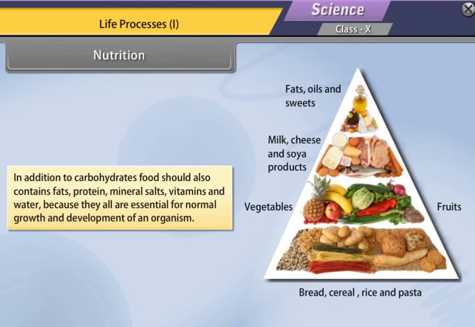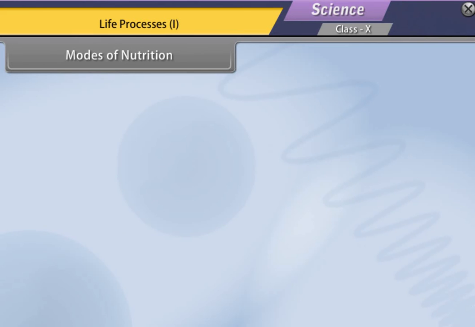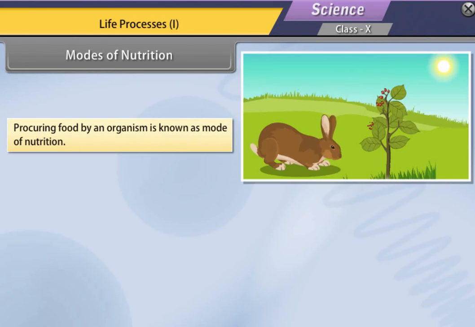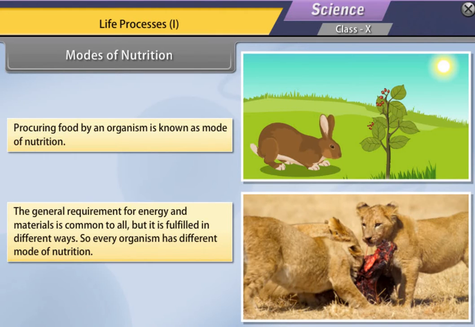In addition to carbohydrates, food should also contain fats, protein, mineral salts, vitamins and water, because they are all essential for normal growth and development of an organism. Modes of nutrition. Procuring food by an organism is known as mode of nutrition. The general requirement for energy and materials is common to all, but it is fulfilled in different ways. So every organism has a different mode of nutrition.